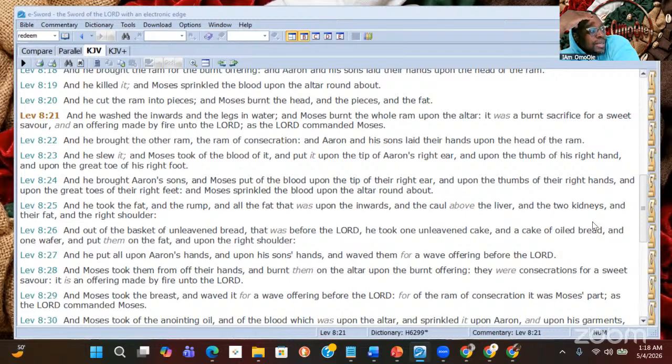And he brought the other ram, the ram of consecration, and Aharon and his sons laid their hands upon the head of the ram, and he slew it. And Moshe took of the blood of it, and put it upon the tip of Aaron's right ear, and upon the thumb of his right hand, and upon the great toe of his right foot. And he brought Aharon's sons, and Moshe put of the blood upon the tip of their right ear, and upon the thumbs of their right hands, and upon the great toes of their right feet. And Moshe sprinkled the blood upon the altar round about.